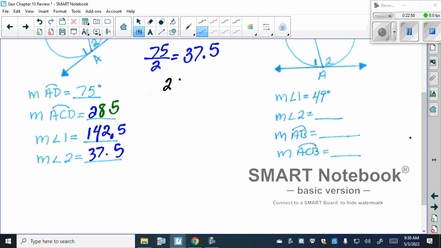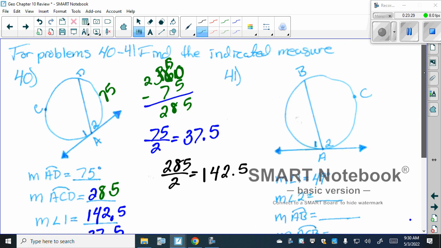Then we can take 285 and divide it by 2, which is 142.5. Well, 1 and 2 make a straight line, don't they? So they would add together to be 180. Once I found angle 2, I could subtract it from 180 and get 142.5, as any two angles that make a straight line add up to be 180. And the only way this works is if that line is tangent to the circle. It only intersects it at one point, so it has to be a straight line.